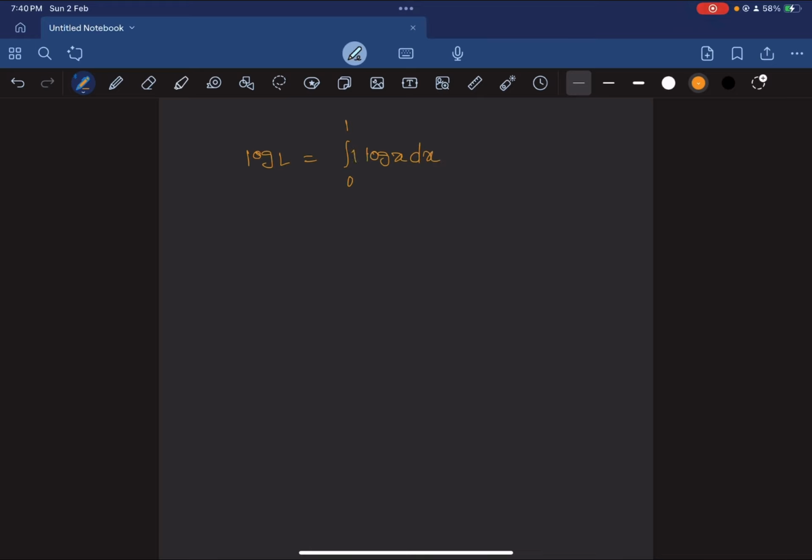So this log x dx can be written as 1 times log x dx. And now we can use integration by parts. So this is your first function u, and your second function will be v is equal to integral 1 dx, that is x. Your second function is x. So now the integral will be u times v, limits 0 to 1, minus integral v du. Here u is log x, du will be 1 by x dx, 0 to 1.